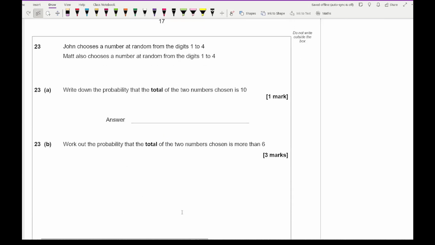Moving on to question 23, it says John chooses a number at random from the digits of 1 to 4. Matt also chooses a number at random from 1 to 4. Write down the probability that the total of the 2 numbers chosen is 10. Well, if the biggest number is 4 on both of their random digits, then the maximum number is going to be 4 plus 4, which is 8. So it's going to be 0. It's going to be impossible to get 10. So impossible as a probability is going to be 0.